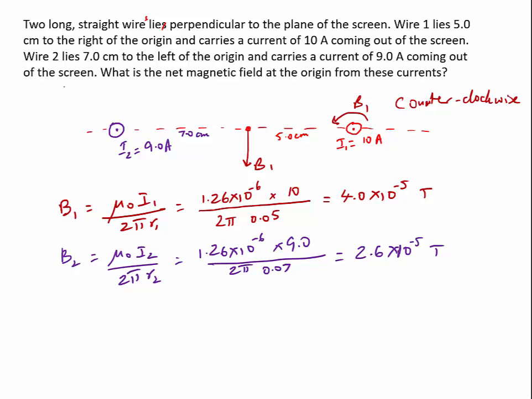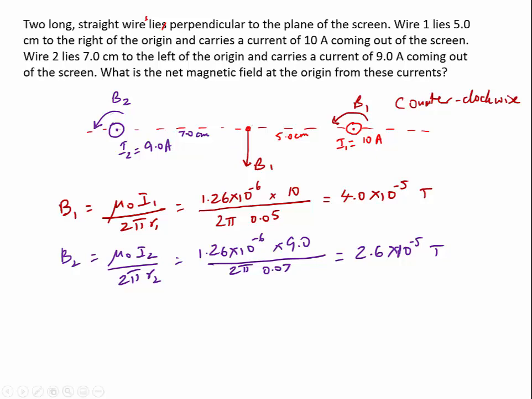And once again, in this wire, the current is also coming out. So the magnetic field direction when you use your first right-hand rule will be counterclockwise around the wire. You place your thumb at the wire pointing out of the screen to match the direction of the current, and your fingers are curling in the direction as shown here for B2.